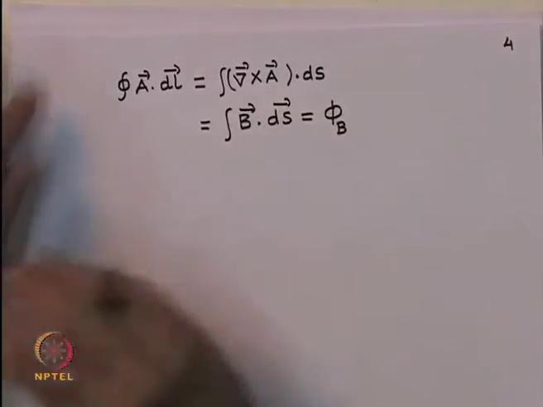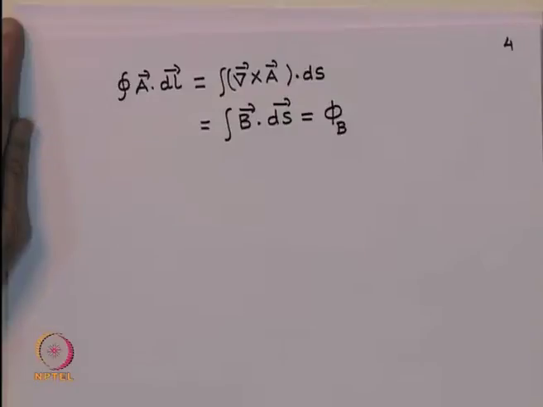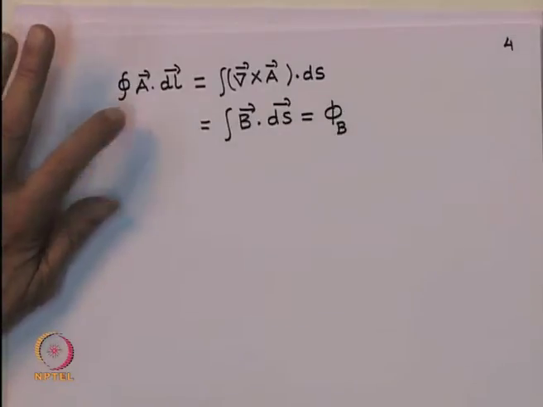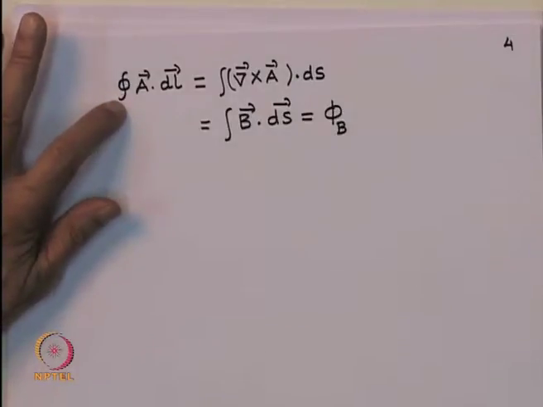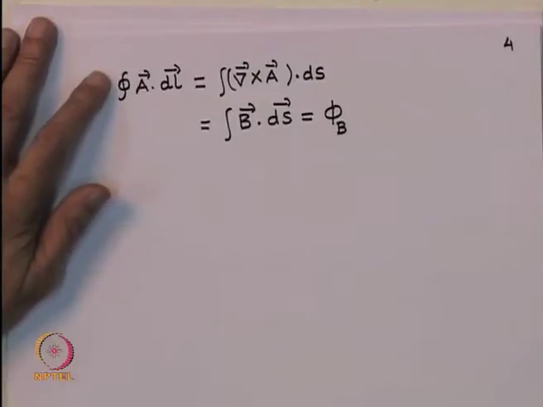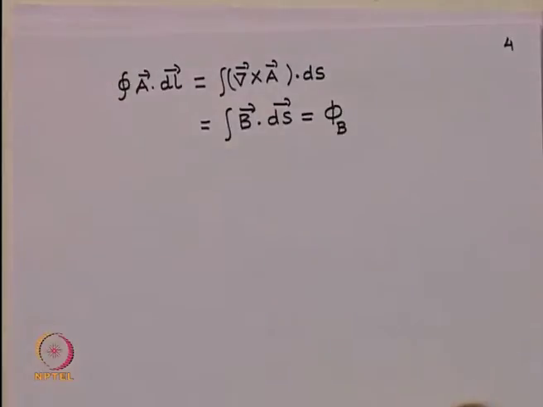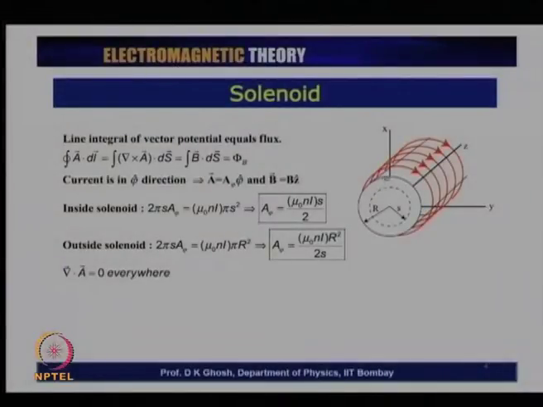So, there are situations where it is more convenient to compute the magnetic flux and then use the symmetry to find out what A could be and what A dot dl could be. A typical example, you can see it on this slide here. I am considering a solenoid, and so basically the axis of the solenoid is along the z direction, and these are the turns of the solenoid.